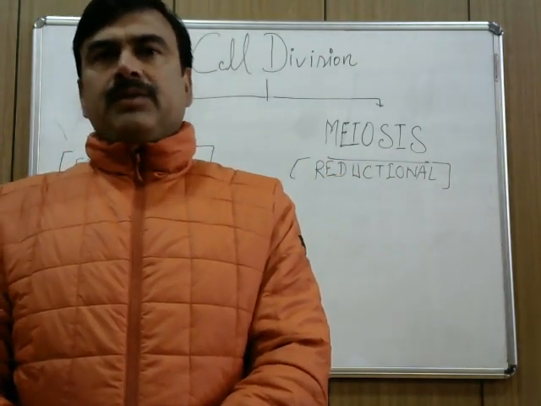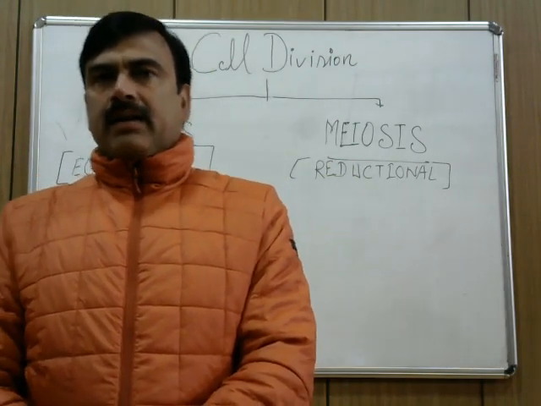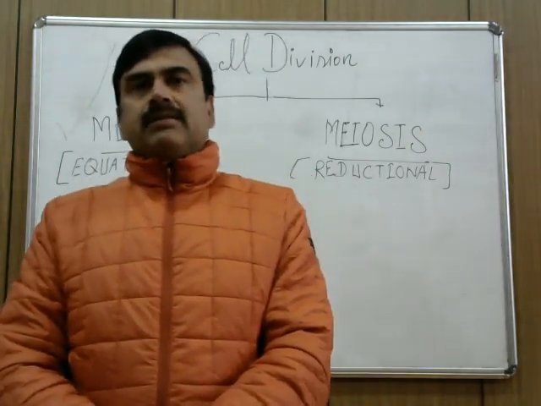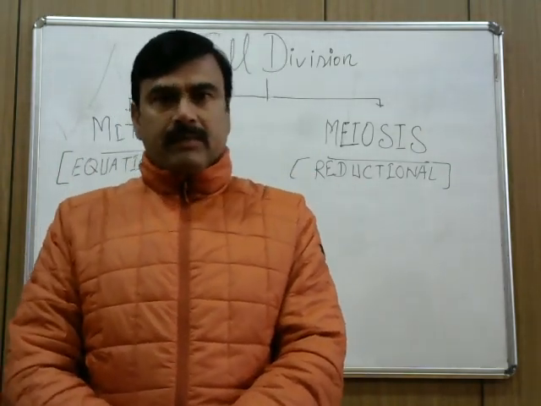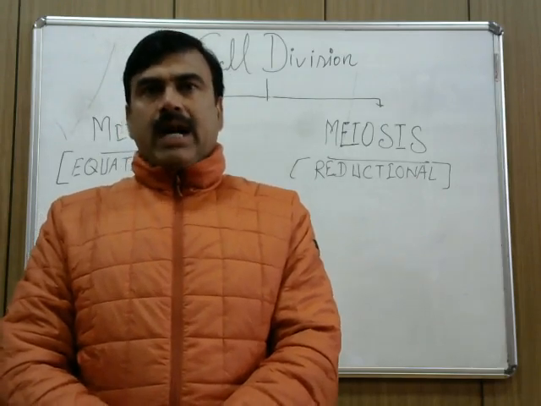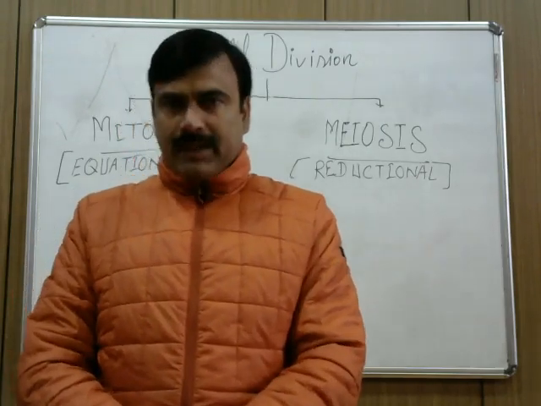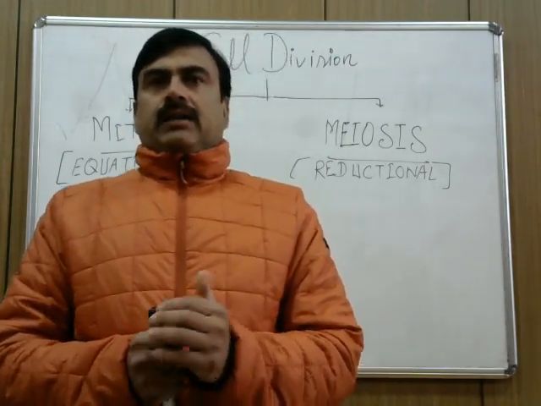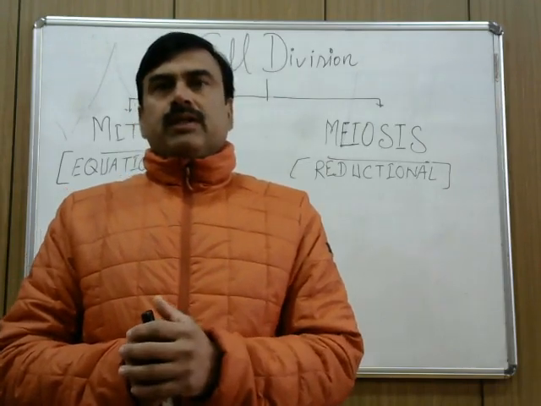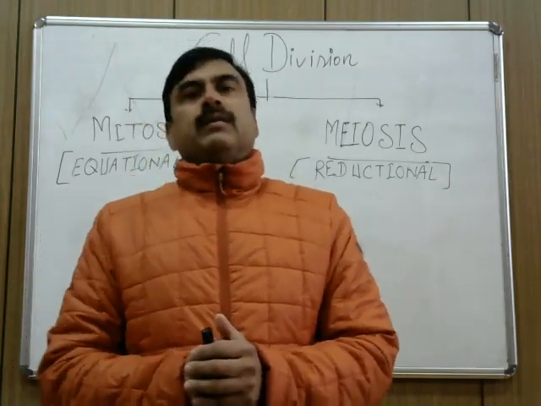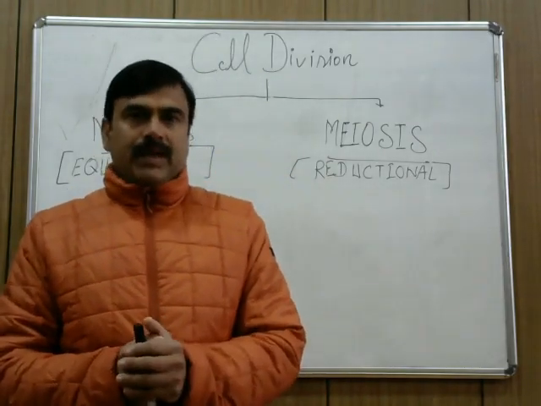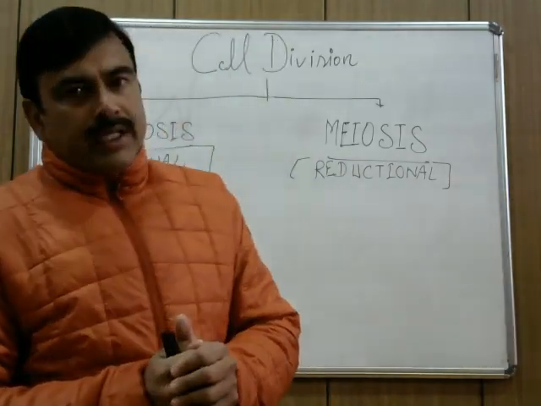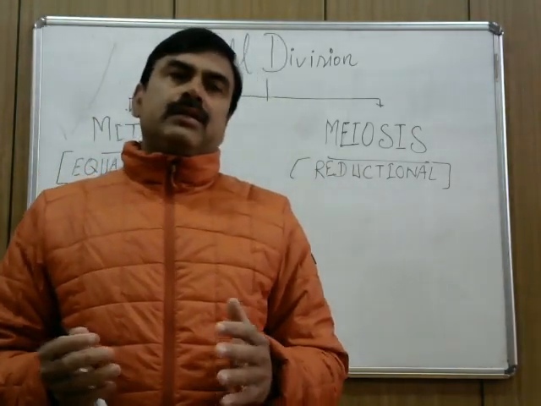The cell is the fundamental unit of life, and the second part of this structure and functional unit, the cell, is cell division. But before beginning cell division, I would like to go for the recapitulation, I mean the last first day's questions. There were three questions: the difference between the animal cell and plant cell, and the second was the difference between prokaryotic and eukaryotic cell.